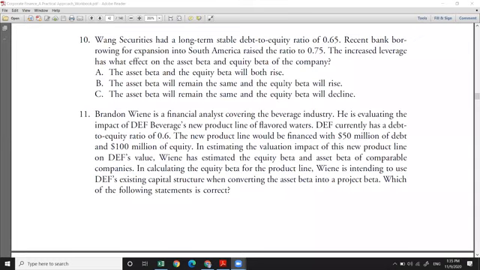Asset risk does not change with the higher debt equity ratio, and equity risk increases with the higher debt. So the answer is B. However, why do you think it might increase? When your debt increases, why does the equity risk increase?